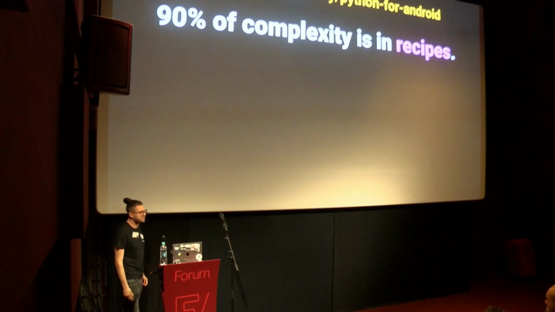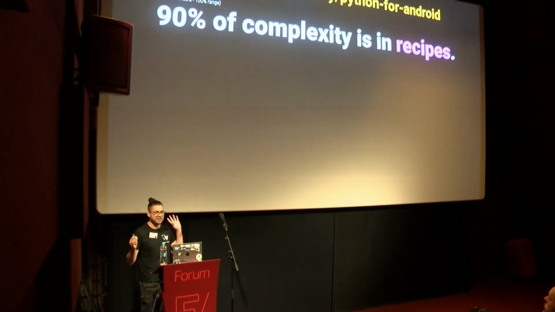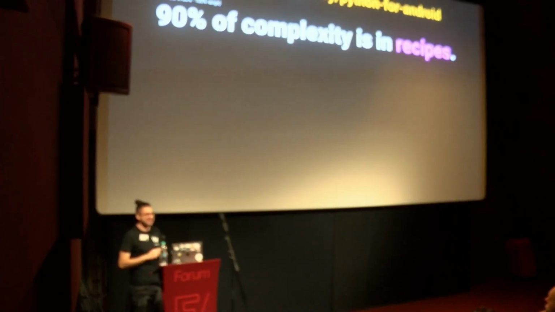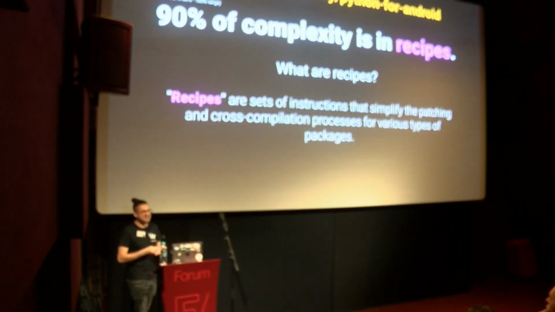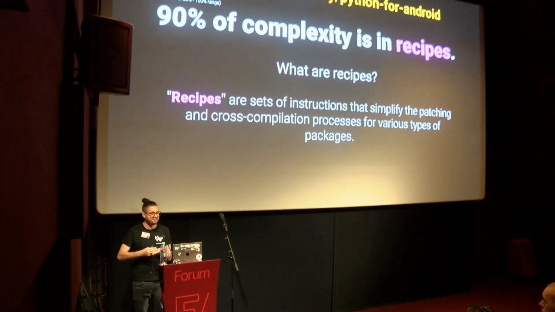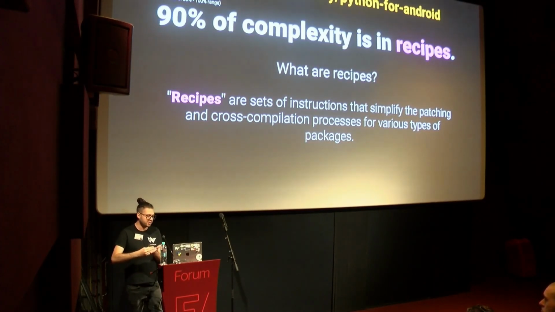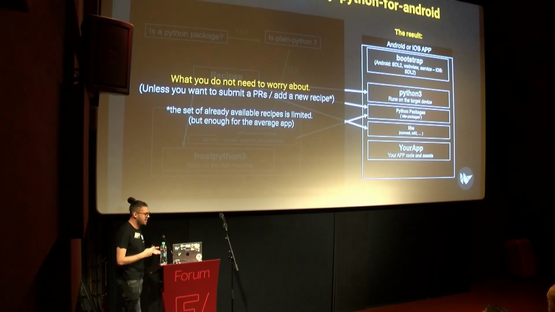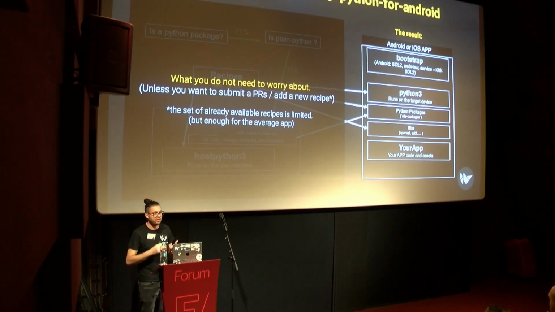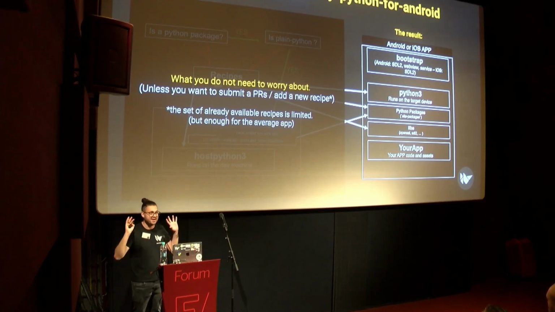So 90%, where 90% is a random number between 80 and 100%, of the complexity is in recipes. But what are recipes? Well, recipes are a set of instructions that simplify the patching and cross-compilation process for various types of packages. Oh, so complex. Yeah, but you don't need to worry about that, unless you want to submit a PR or add a new recipe. The set of already available recipes is enough for the average job. And if they are not enough, you are probably doing something wrong.